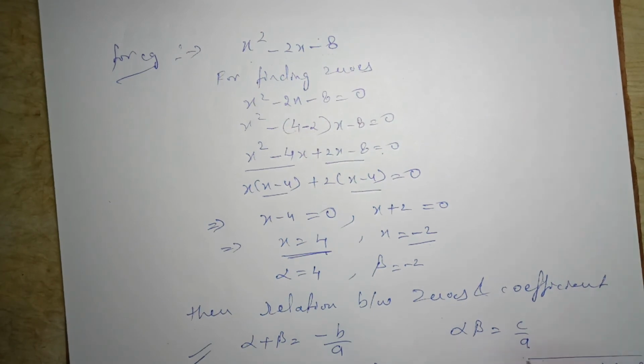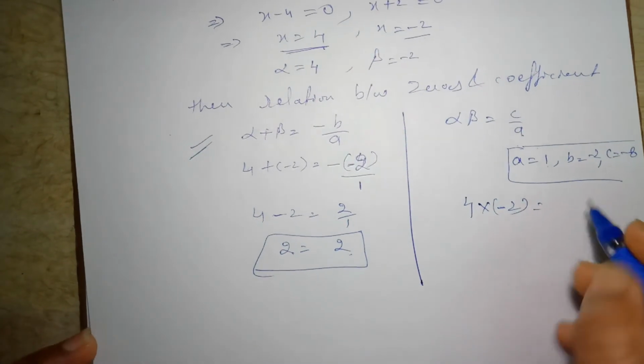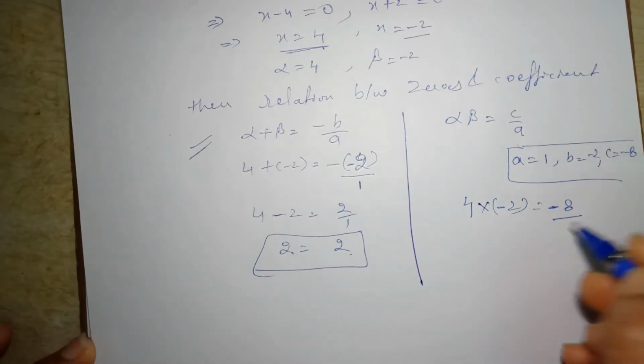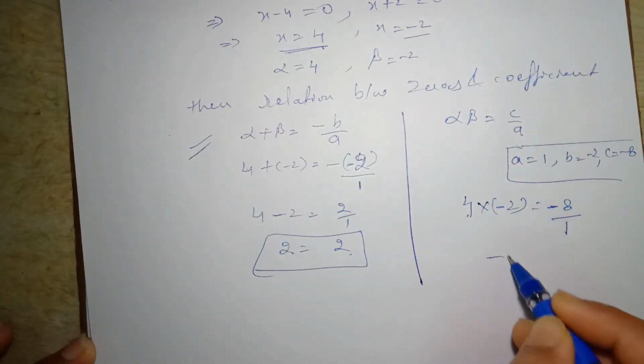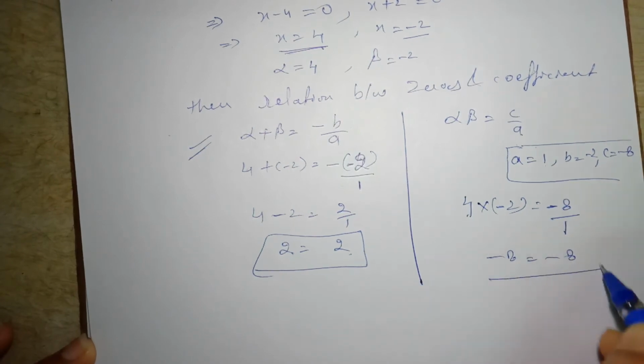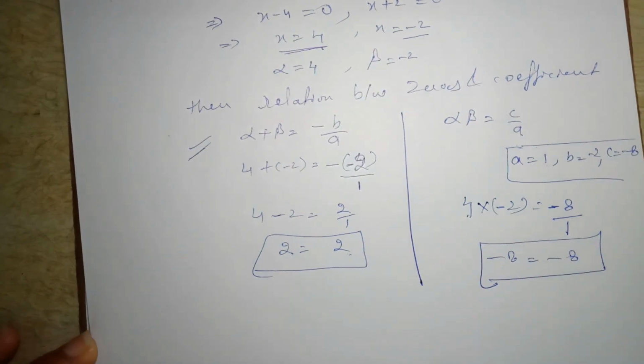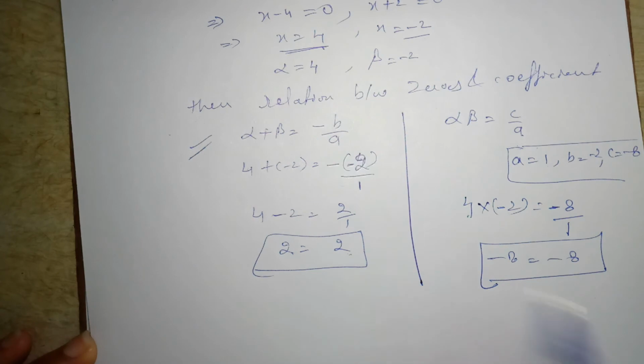Now moving to the product, we have to find alpha into beta. The value of alpha is 4 and the value of beta is minus 2. The value of c is minus 8, and 4 into minus 2 is minus 8, so minus 8 equals minus 8. This way we can verify the relation between the zeros and coefficients of any quadratic polynomial. Thank you.